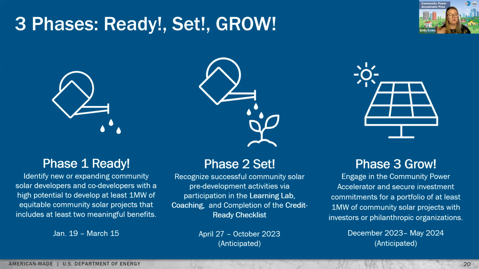In phase 2, winners from phase 1 will build their capacity by participating in the Learning Lab and getting ready for phase 3 by completing that credit ready checklist. Phase 2 competitors are also going to receive support from the Accelerator's technical assistance experts. And then finally in phase 3, phase 2 winners will engage in the Community Power Accelerator online platform more fully to secure investment commitments for their community solar portfolio of at least 1 megawatt.